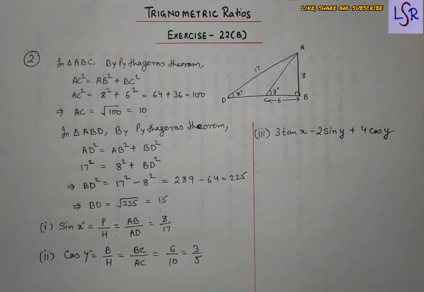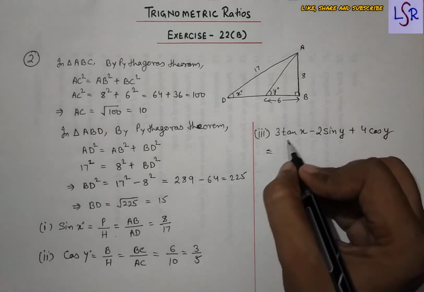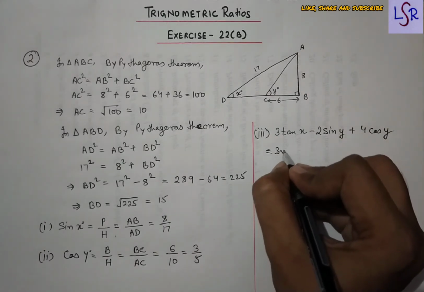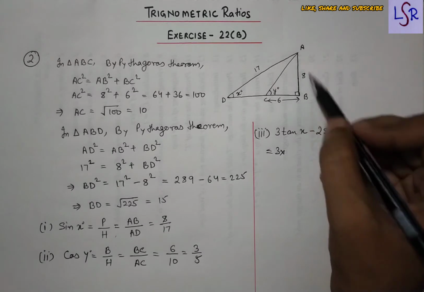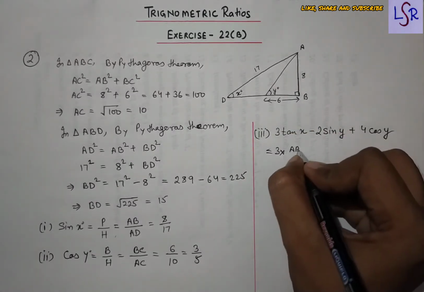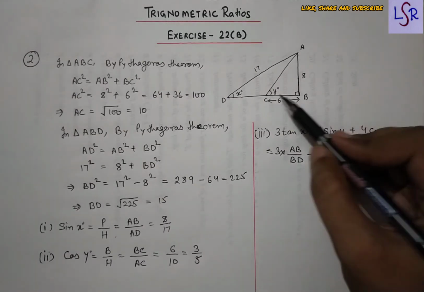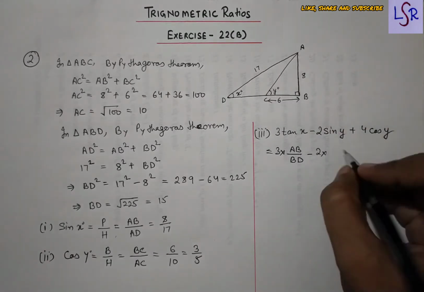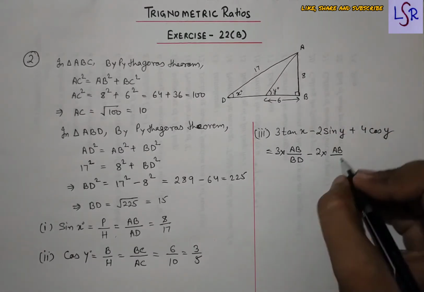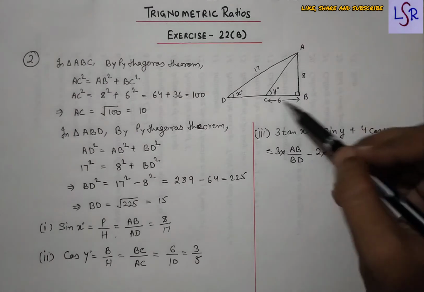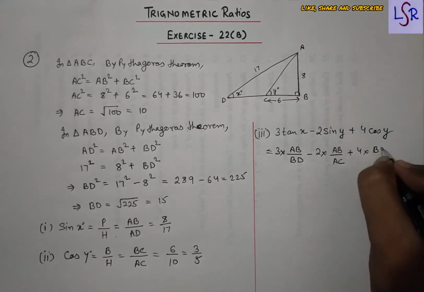Now the third part. Here we have the question 3 tan x minus 2 sin y plus 4 cos y. For x, this is the base and this one is the perpendicular. So this can be written as 3 into perpendicular upon base, since tan x is perpendicular upon base. So AB upon BD, minus 2 into sin y. Sin y means perpendicular upon hypotenuse, that is AB upon hypotenuse AC. Then plus 4 into cos y, that is base upon hypotenuse, that is BC upon AC.